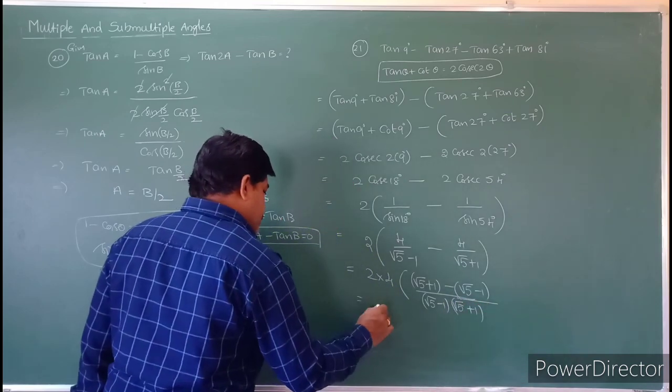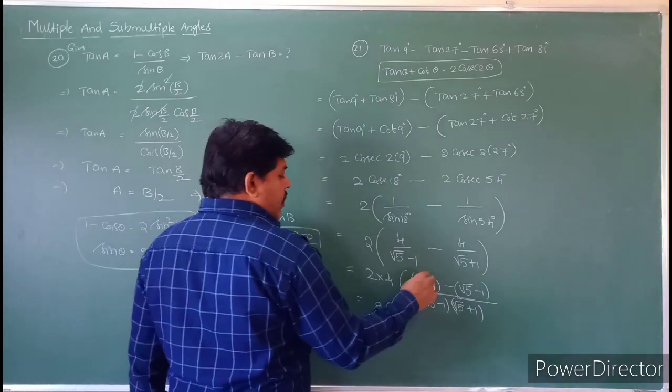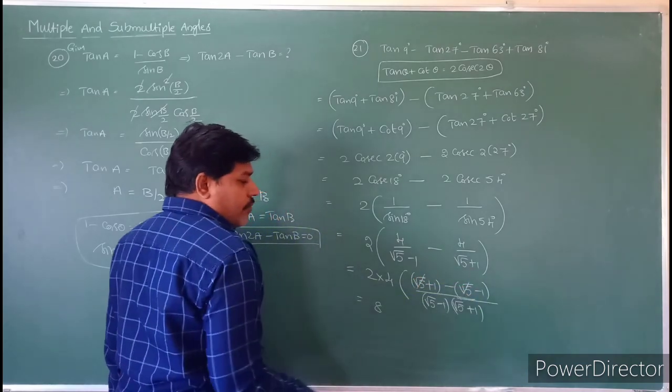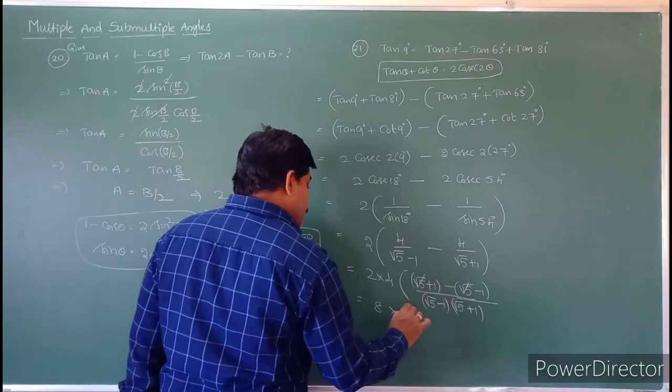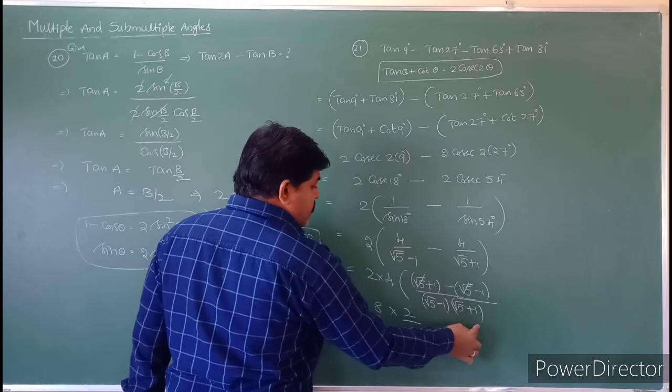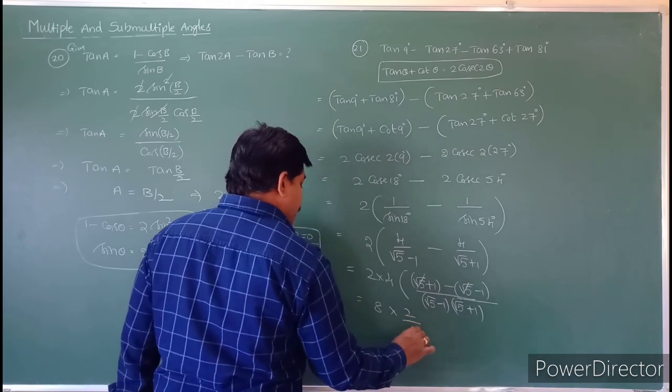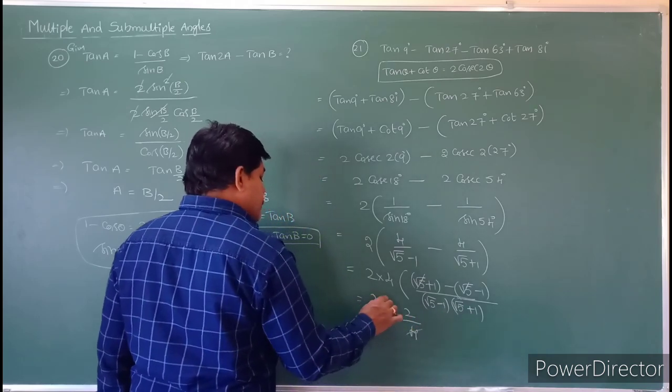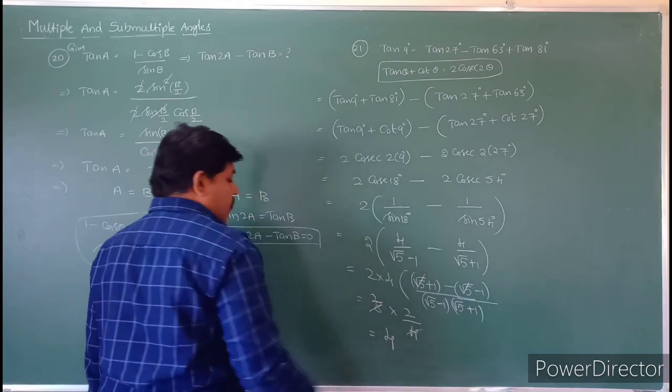So what happens? That is equal to 8 into, here you can cancel that. Plus root 5 and minus root 5 will be cancelled. 1 plus 1 will become 2, by a square minus b square, 5 minus 1 is 4. So you can cancel the value, students, here. This is the 2, it will become the 4.